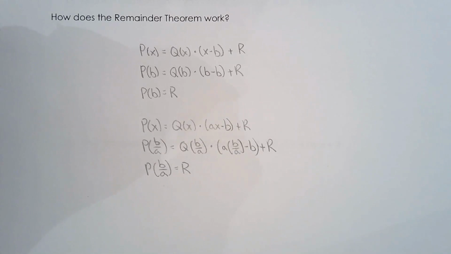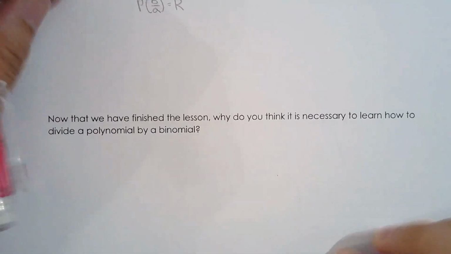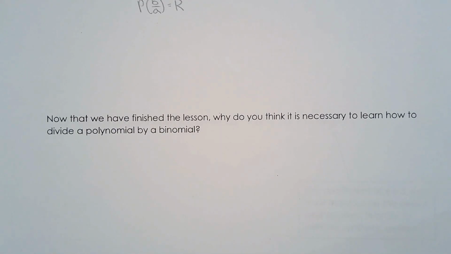Now for the second question, why do we bother caring about the remainder? Now that we have finished the lesson, why do you think it is necessary to learn how to divide a polynomial by a binomial? What I'm trying to say here is, remember, what is the end goal? What was the thing I said in the beginning of the lesson? I said our goal is to factor a cubic. So we're getting really, really close.